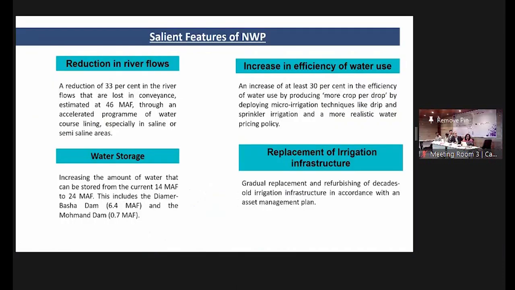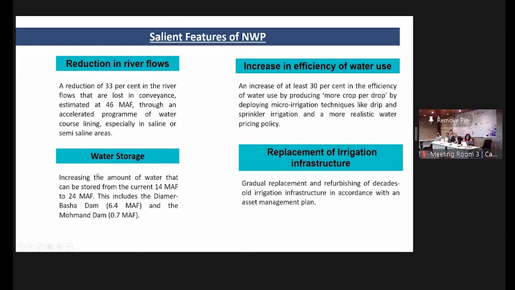This first ever national water policy for Pakistan has salient features about how we can reduce river water flows and how we can use water efficiently by using drip irrigation and micro irrigation techniques so that less water is wasted in irrigation. Also, this national water policy focuses on water storage, construction of dams, and improvement of infrastructure and replacement of obsolete infrastructure with new technology based infrastructure.